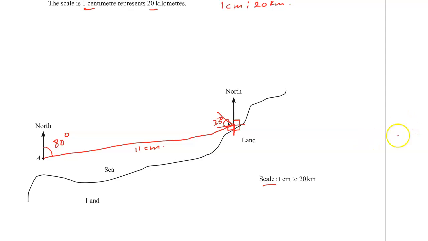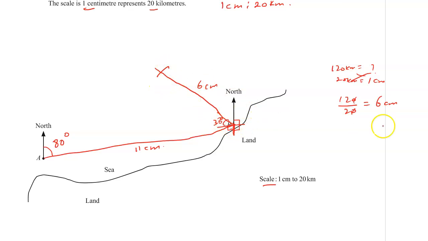So it's 120 kilometers. If 20 kilometers is 1 centimeter, you cross multiply. 120 divided by 20 gives us 6 centimeters. So you measure 6 centimeters. Of course, you stand here and mark 6 centimeters right there.